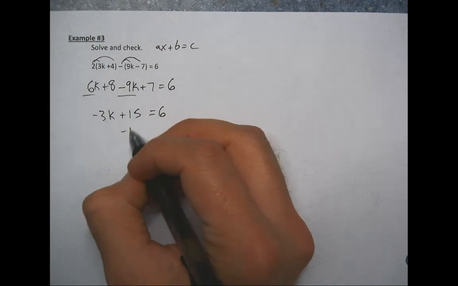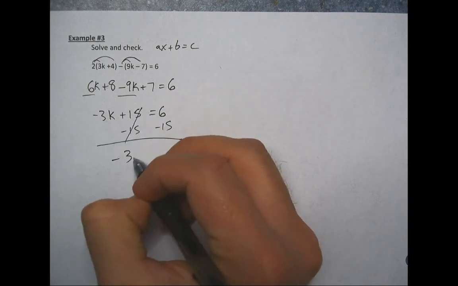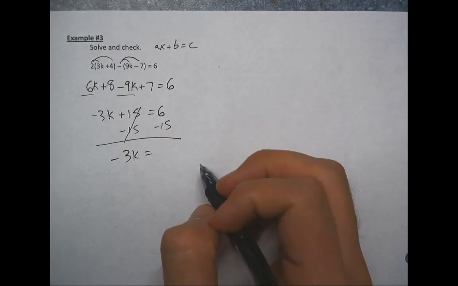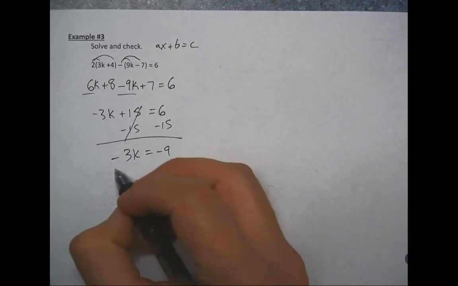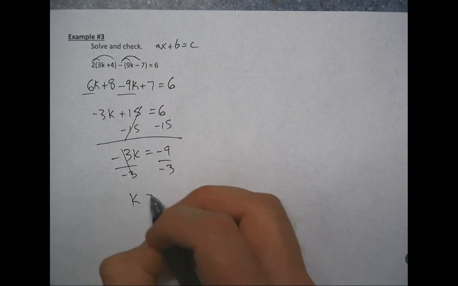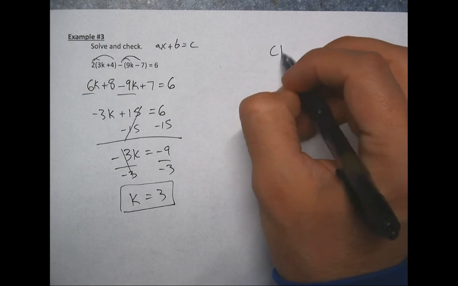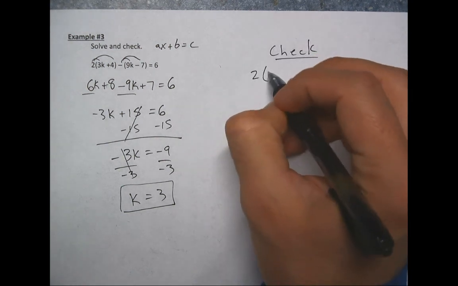So we're going to minus 15. You get negative 3k. You're going to do 6 minus 15, and you're going to get negative 9. Divide to eliminate, and k equals positive 3. So it does say solve and check. Let's run the check here all the way back to the original.